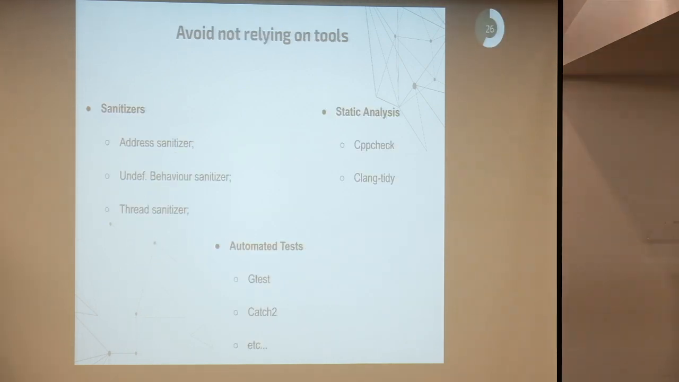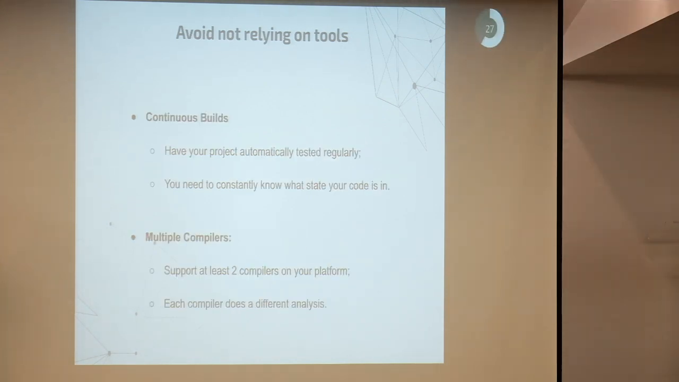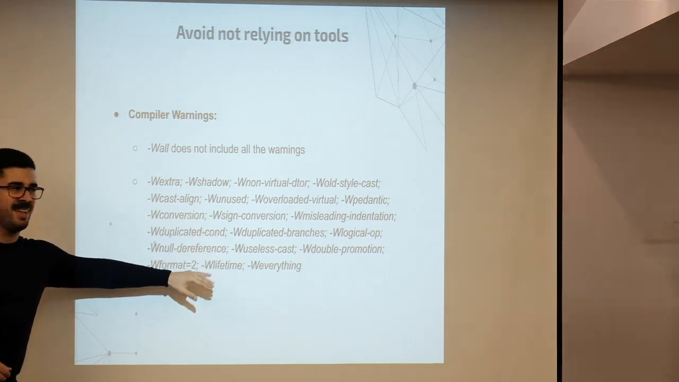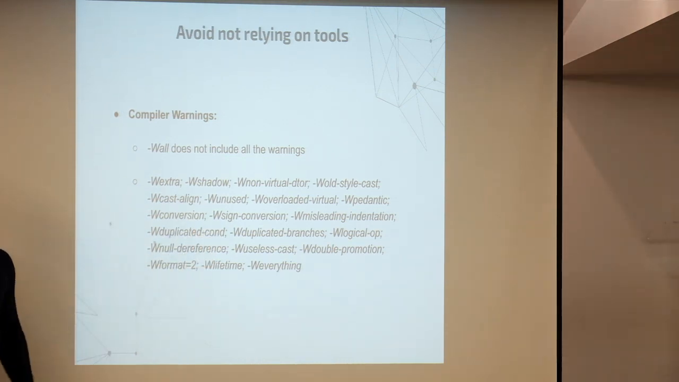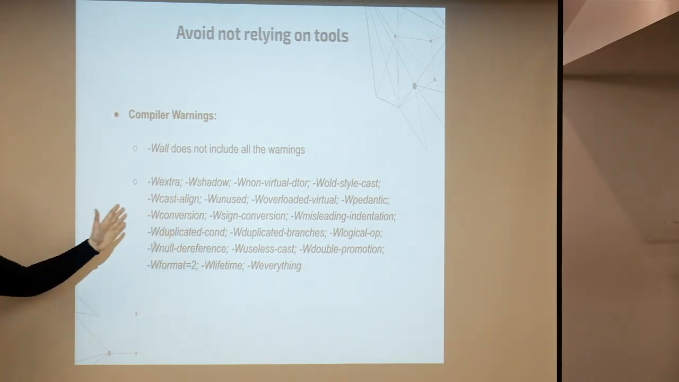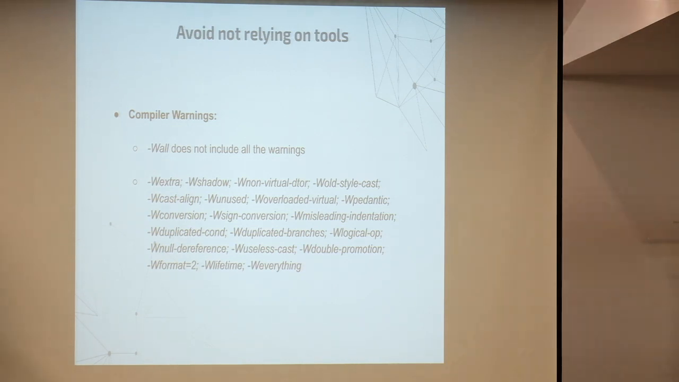And last but not least, to wrap things up, here are things that can help make your life easier when coding: sanitizers, static analysis tools, automated tests, continuous builds, and multiple compilers. GCC and Clang are normally a great combo. Don't take this as something you should use, just an example: -Wall doesn't enable every warning, and there are lots of others you might read up on and see if they fit your project. Pedantic or everything, for example. If you're in Visual Studio, it's /W4, which is a higher level.